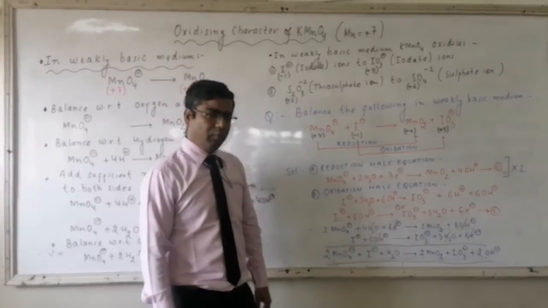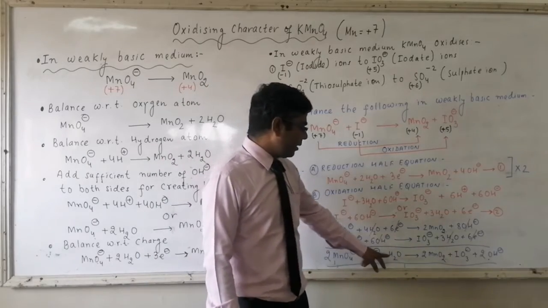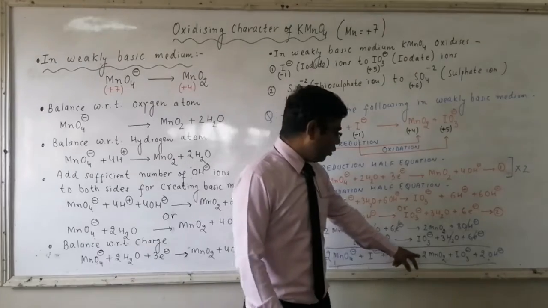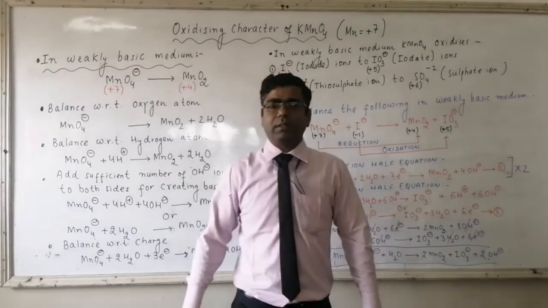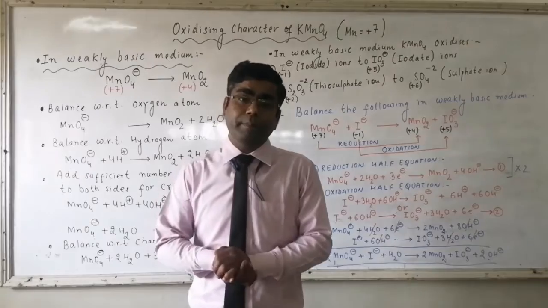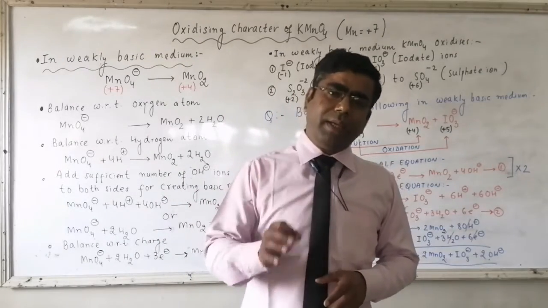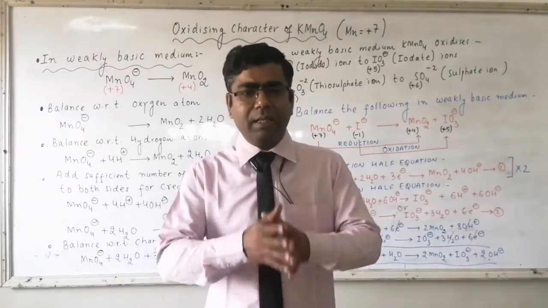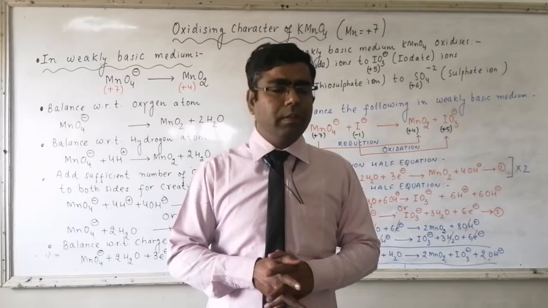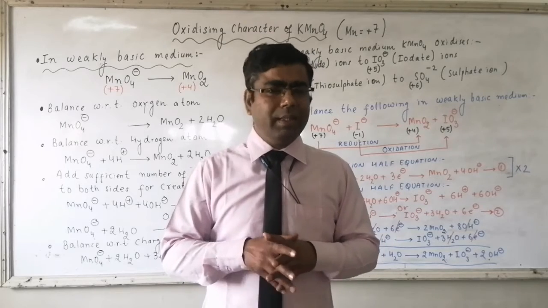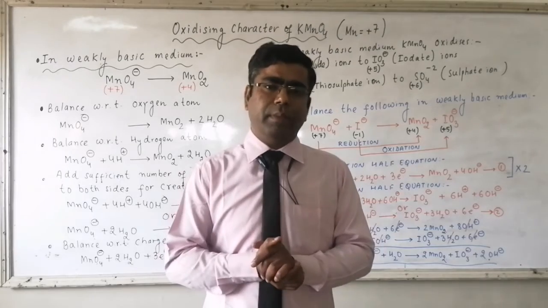So the overall equation will be 2MnO4 minus plus I minus plus H2O gives you 2MnO2 plus IO3 minus plus 2OH minus. In this manner, it is balanced in weakly basic medium by the ion electron method. That's all in the balancing part through the ion electron method.